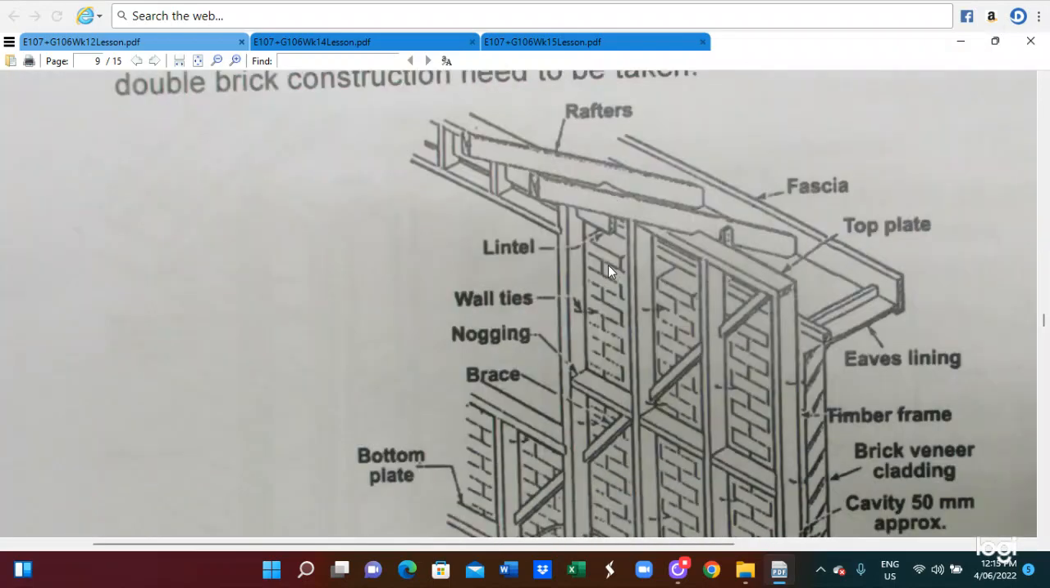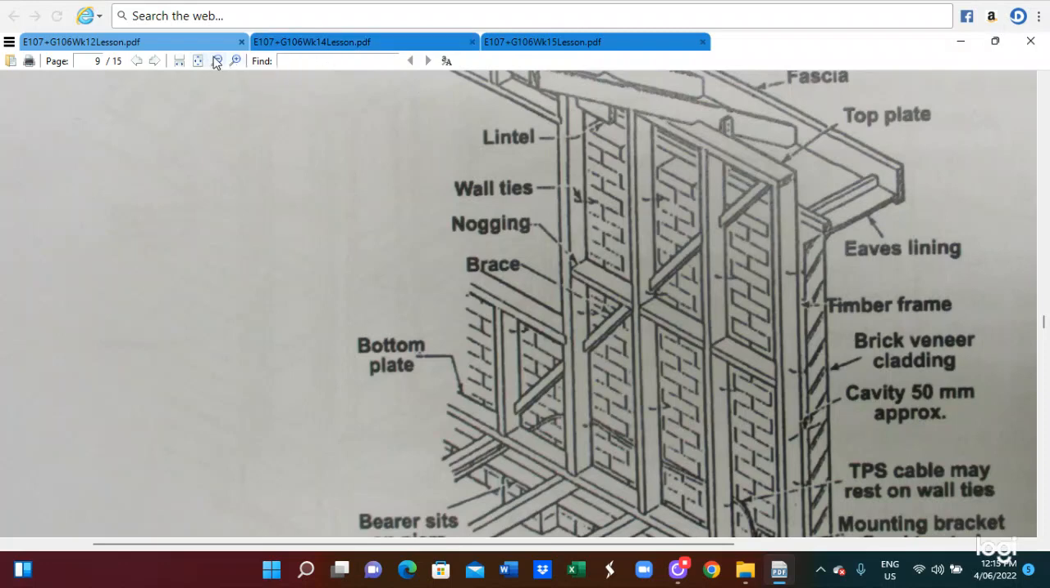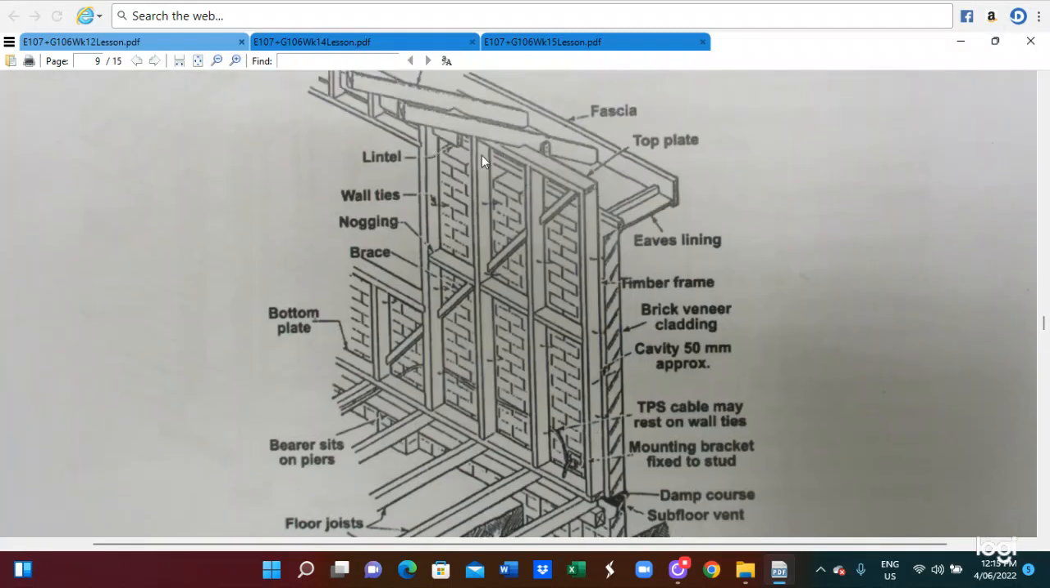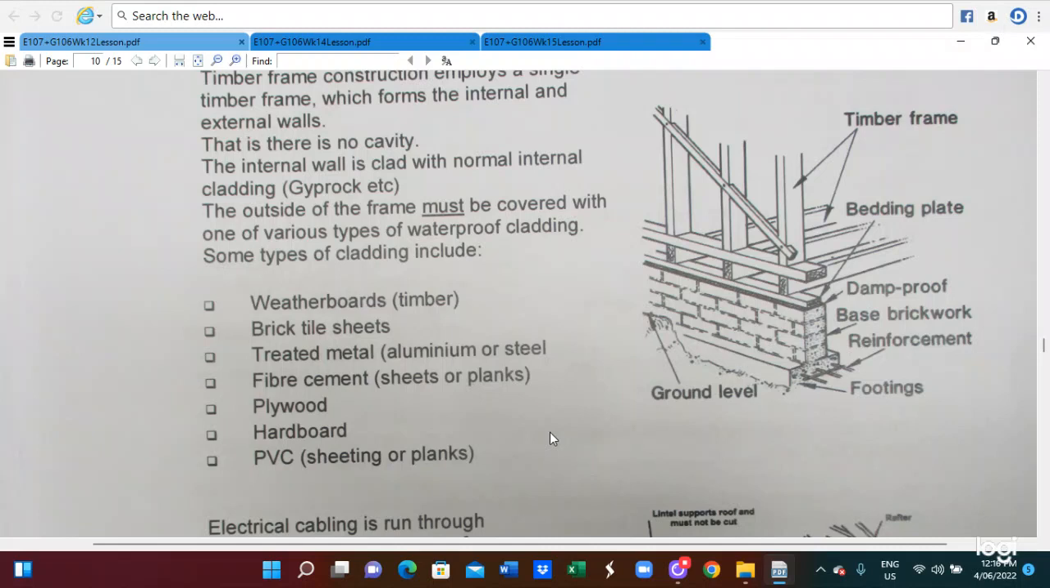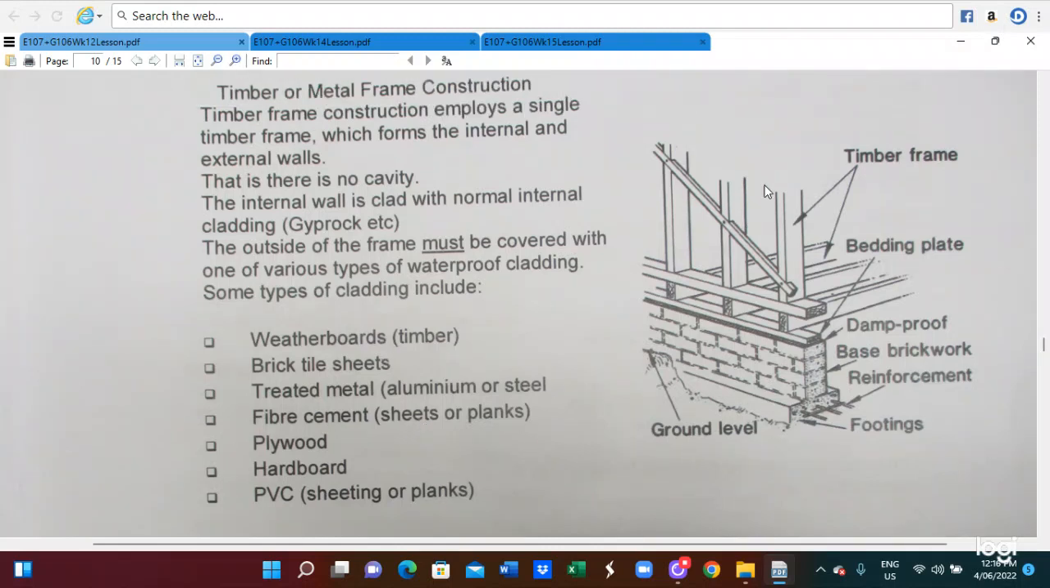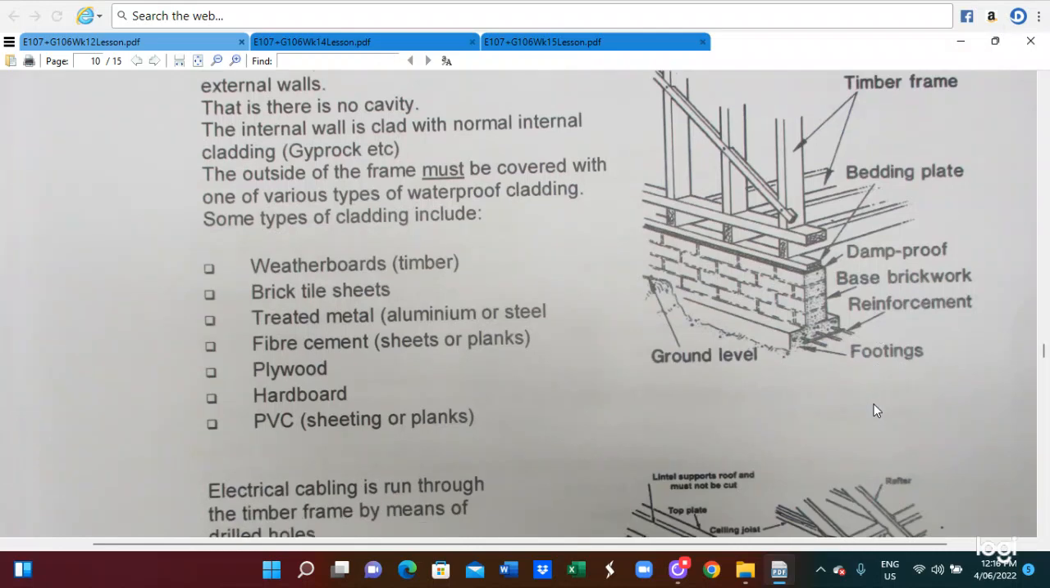So there is a construction diagram of the building. This diagram is a construction diagram of wall and cavity wall, plate, joist, floors, and brick veneer construction. Here we say construction of the timber frame, bedding plate, reinforcement. So it includes timber frame and metal frame construction. It also includes weatherboard, bridge, tie sheet, treated metal, fibre cement, plywood, hardwood, PVC sheeting. Those are the construction of the metal frame construction.